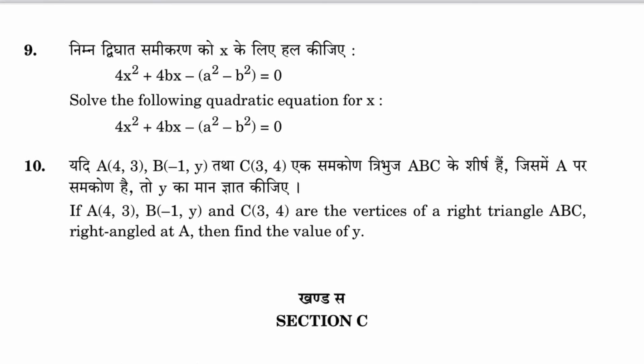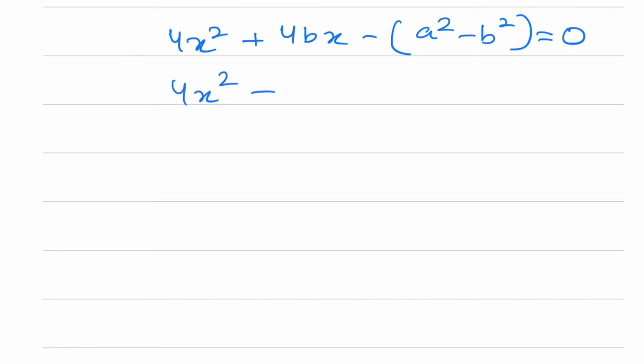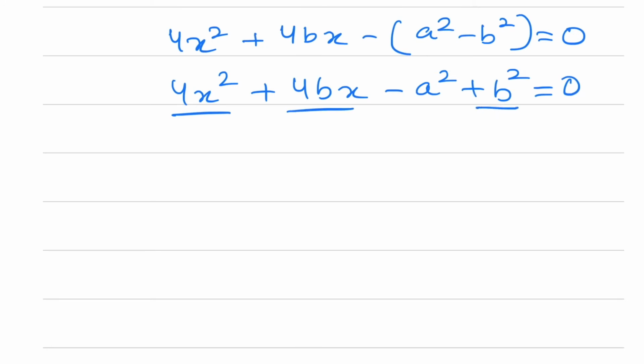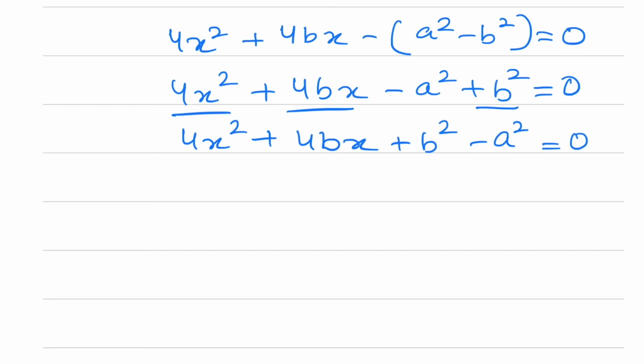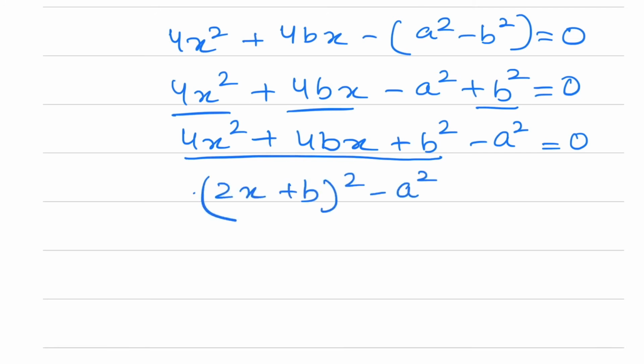Question number 9. We are given a quadratic equation, 4x square plus 4bx minus a square minus b square is equal to 0. Open the bracket, 4x square plus 4bx minus a square plus b square is equal to 0. This term and this term, if I take together, 4x square plus 4bx plus b square minus a square is equal to 0. So I can write this in the form of a plus b whole square. So 2x plus b whole square minus a square is equal to 0.